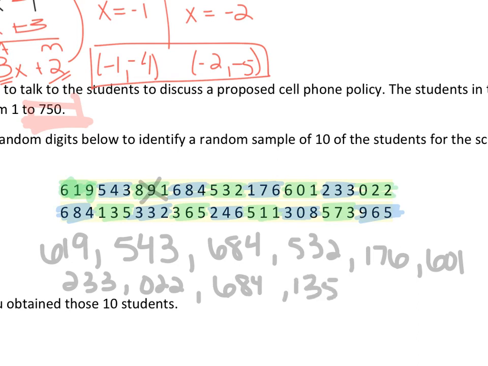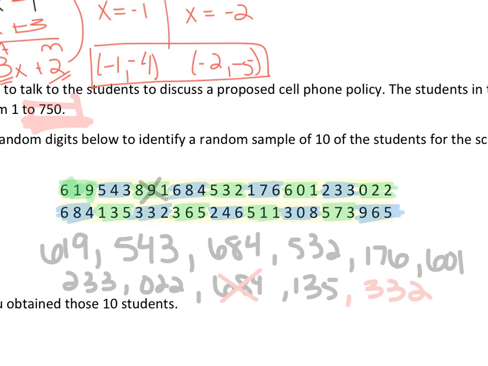How many do I have? 1, 2, 3, 4, 5, 6, 7, 8, 9, 10. So I think I'm good, but I want to analyze my digits and make sure I have no repeats. And I actually do have a repeat, 684. So that means I'm just going to take the next one, which will be 332. And these are the students I'm going to ask questions to.